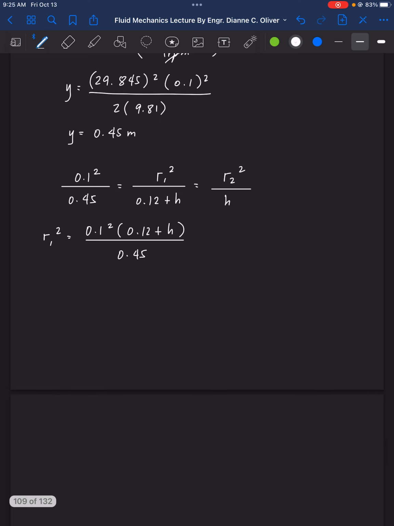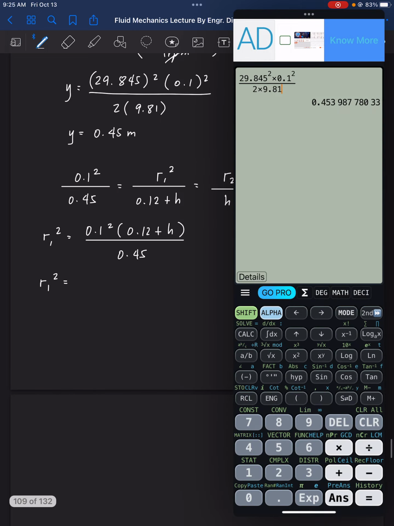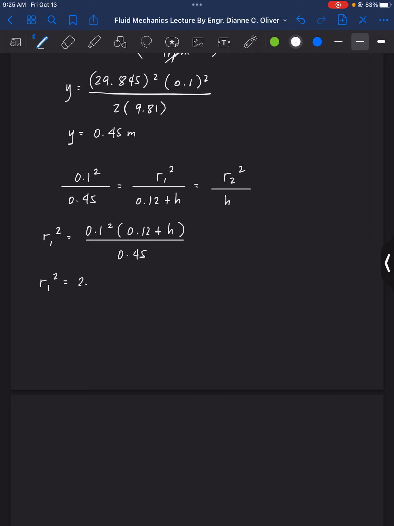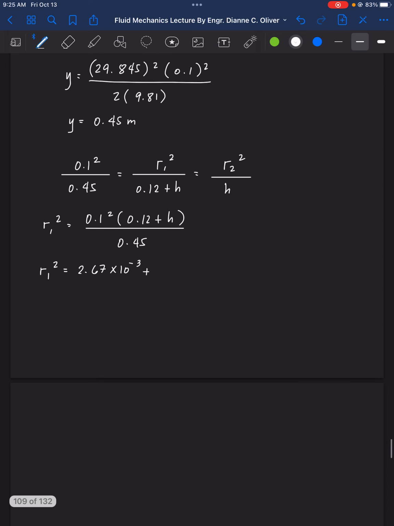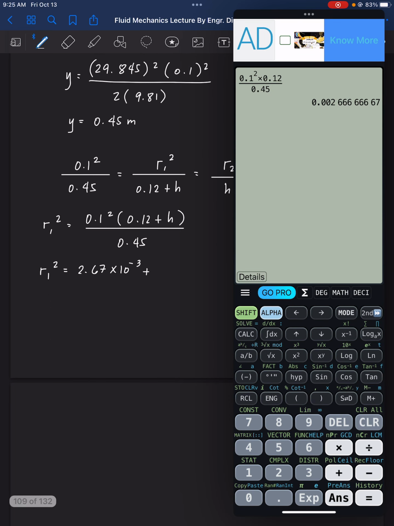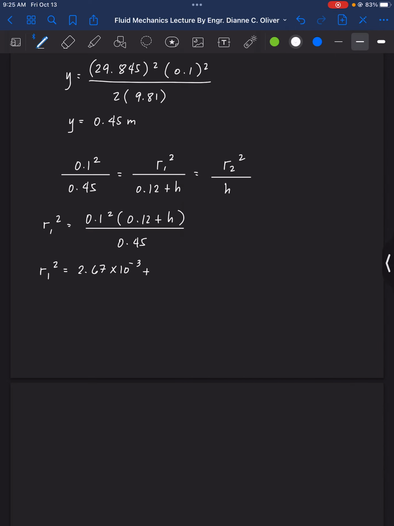So R1 squared is equal to 0.1 squared times 0.12 over 0.45, which is 2.67 times 10 raised to negative 3, plus 0.022 h. So this is for R1.